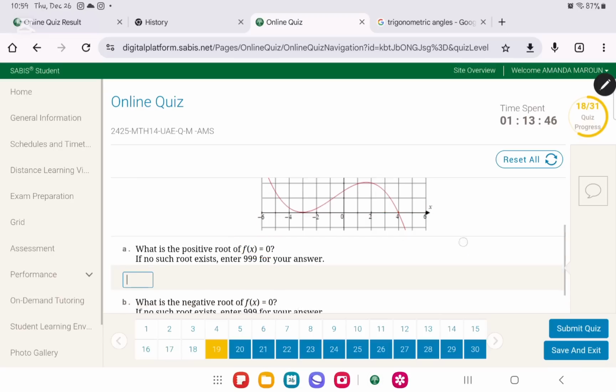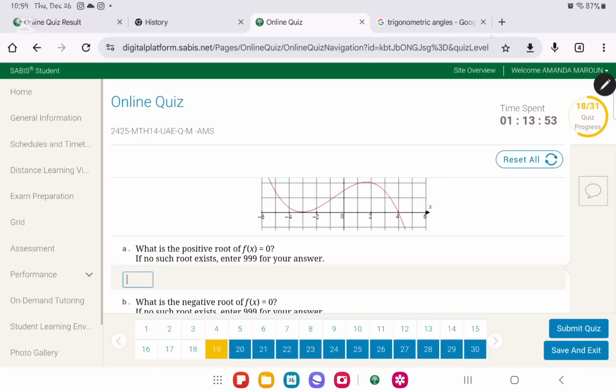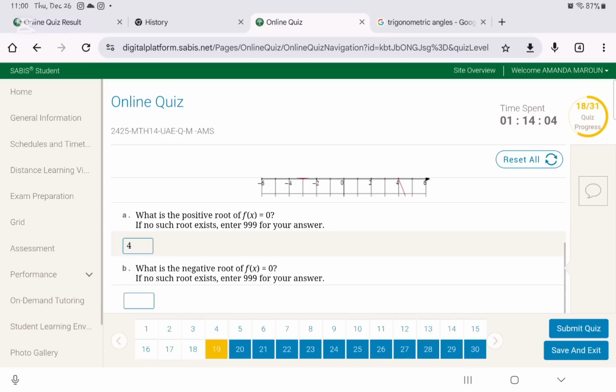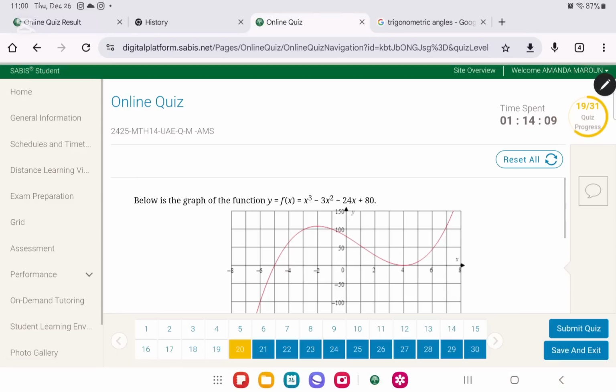If you go down as well, they're asking for the negative root of f(x) equal to 0. So y equals 0, they're asking for the negative root. In this case, it's minus 3. So the positive root of f(x) being 0, meaning the x-intercept, or in other terms, y is 0, is 4. And the negative root is minus 3. Moving on to question number 20.